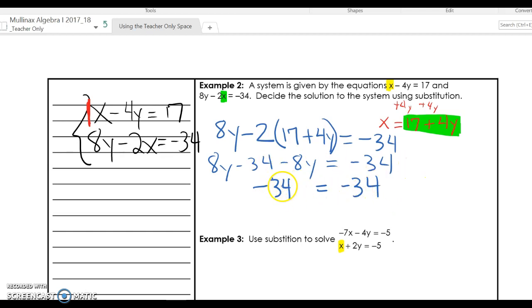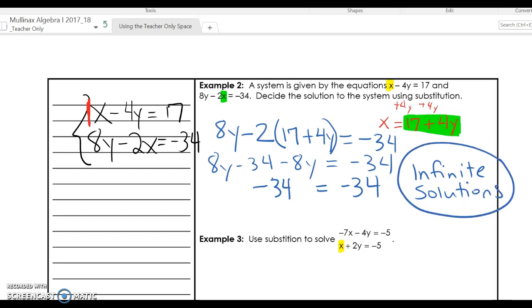So that is a clue that it is a special system. No solution would be if this is not a true statement. Infinite solutions would be if this is a true statement. We have a true statement, so the solution would be infinite solutions.